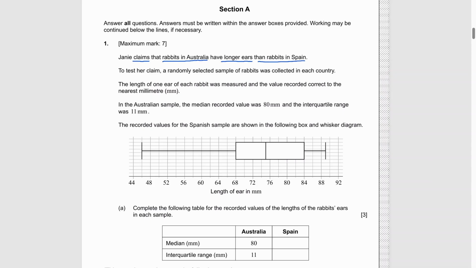For the Australian sample, the median is 80 mm and the interquartile range is 11 mm. For the Spain sample, the information is shown on a box and whisker diagram. From the diagram, we can see that the median is 75. The lower quartile is 68 and the upper quartile is 84. Therefore, the interquartile range is 16.